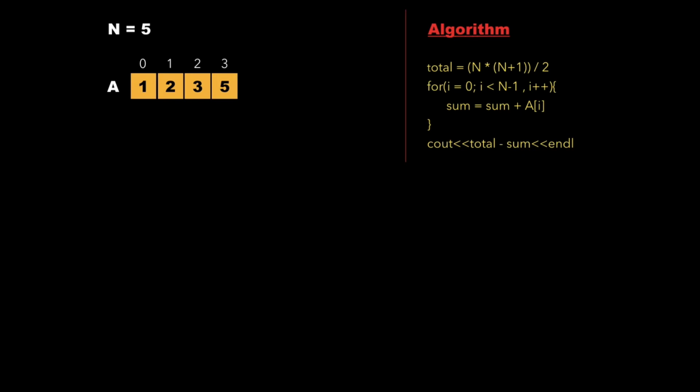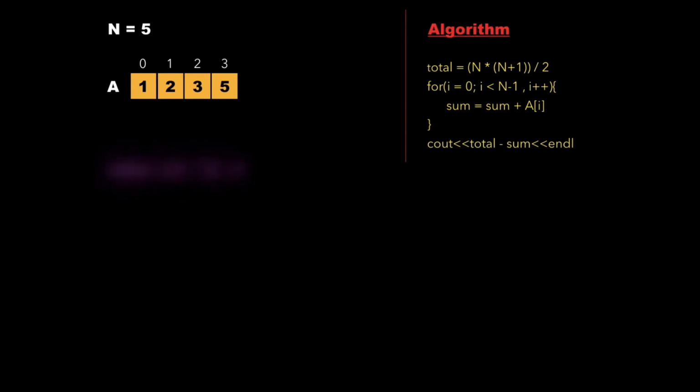We make use of summation formula in maths, that is, in order to find the sum of first n numbers, the formula is n into n plus 1 divided by 2. So we store this value in a variable called total and then we traverse the array from i equal to 0 to n minus 1, which is the size of the array, and at each traversal we keep on adding the value of a of i to sum, that is, the variable sum will contain the actual sum of the array elements, and finally we print total minus sum.